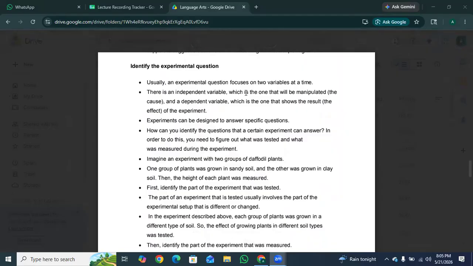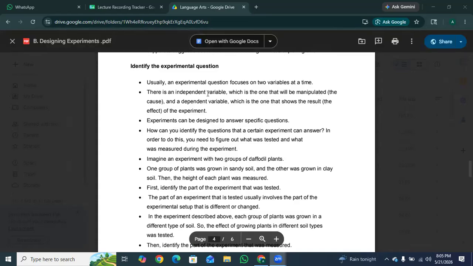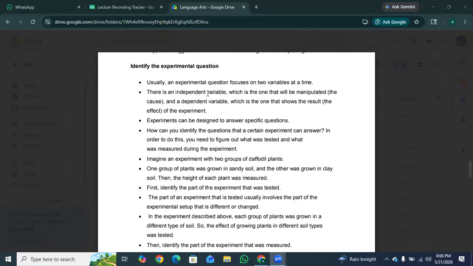So the next one is identify the experimental questions. Okay. Usually an experimental question focuses on two variables at a time. There is an independent variable, which is the one that will be manipulated, which is the cause, and a dependent variable, which is the one that shows the result, like the effect of the experiment. Experiments can be designed to answer specific questions.